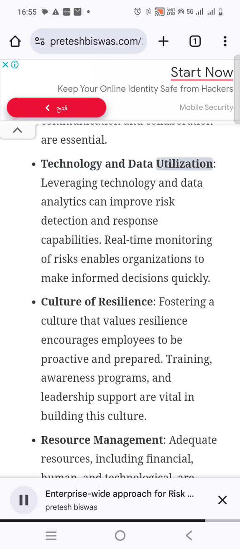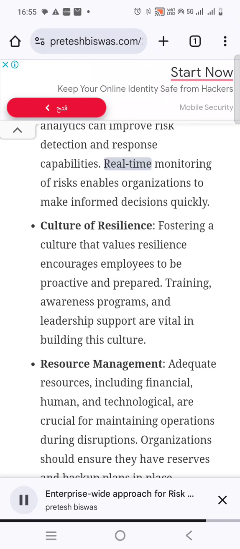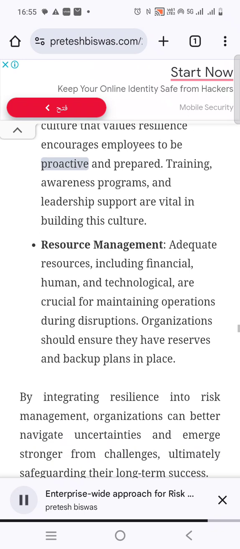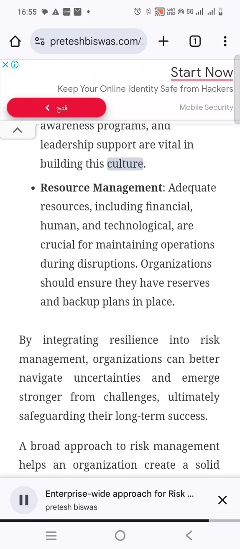Technology and data utilization. Leveraging technology and data analytics can improve risk detection and response capabilities. Real-time monitoring of risks enables organizations to make informed decisions quickly. Culture of resilience. Fostering a culture that values resilience encourages employees to be proactive and prepared. Training, awareness programs, and leadership support are vital in building this culture.